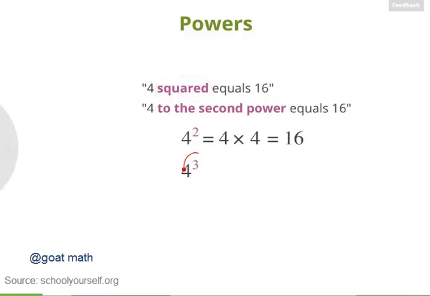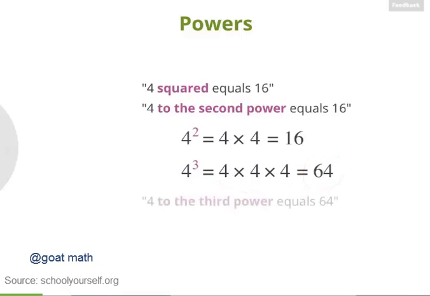Now what happens if we make this number a 3? Well, then we're multiplying 3 4s together, so 4 times 4 times 4. This product equals 64. So 4 to the third power equals 64. And just as raising to the second power is also called squaring, raising to the third power is also called cubing. So 4 cubed equals 64.